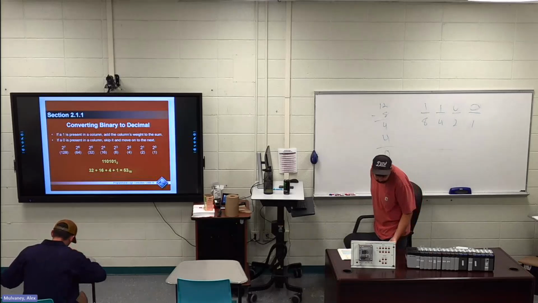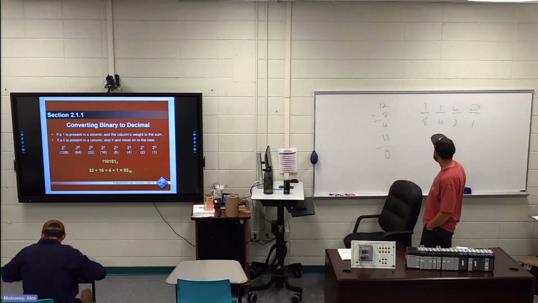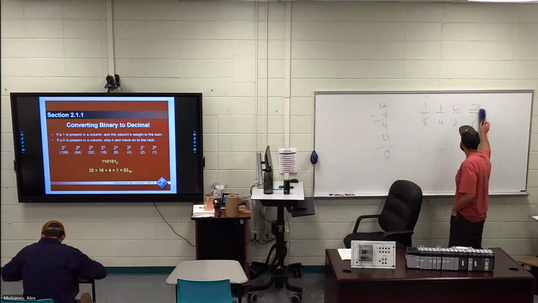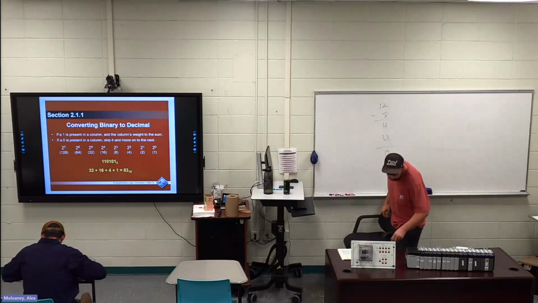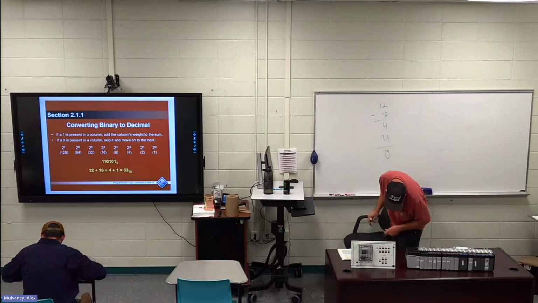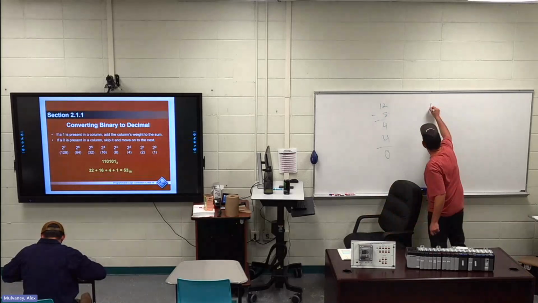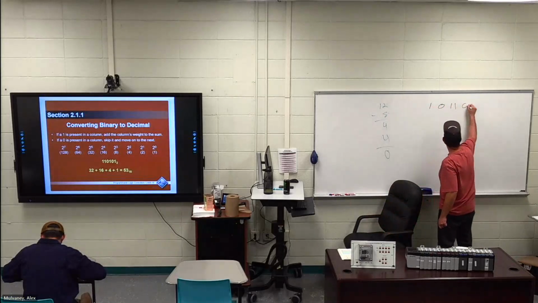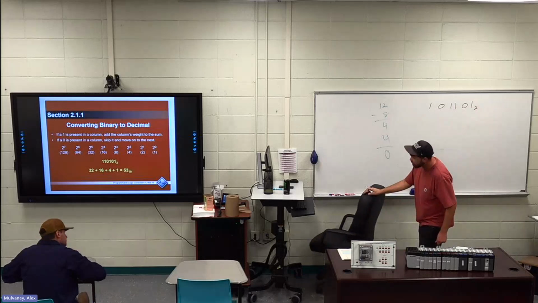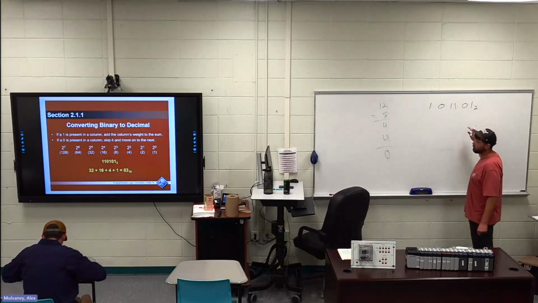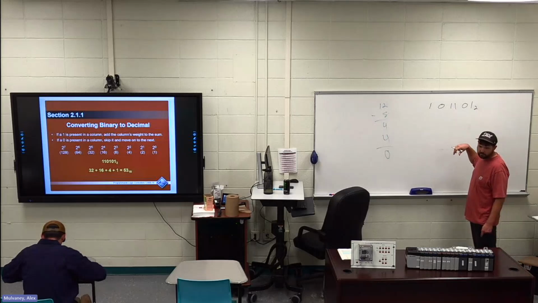You can go through and use their process if you want, or I like my process better than their process. So if they're saying 101101, base 2, that tells you it's binary. So I just go through, and binary is always right to left.